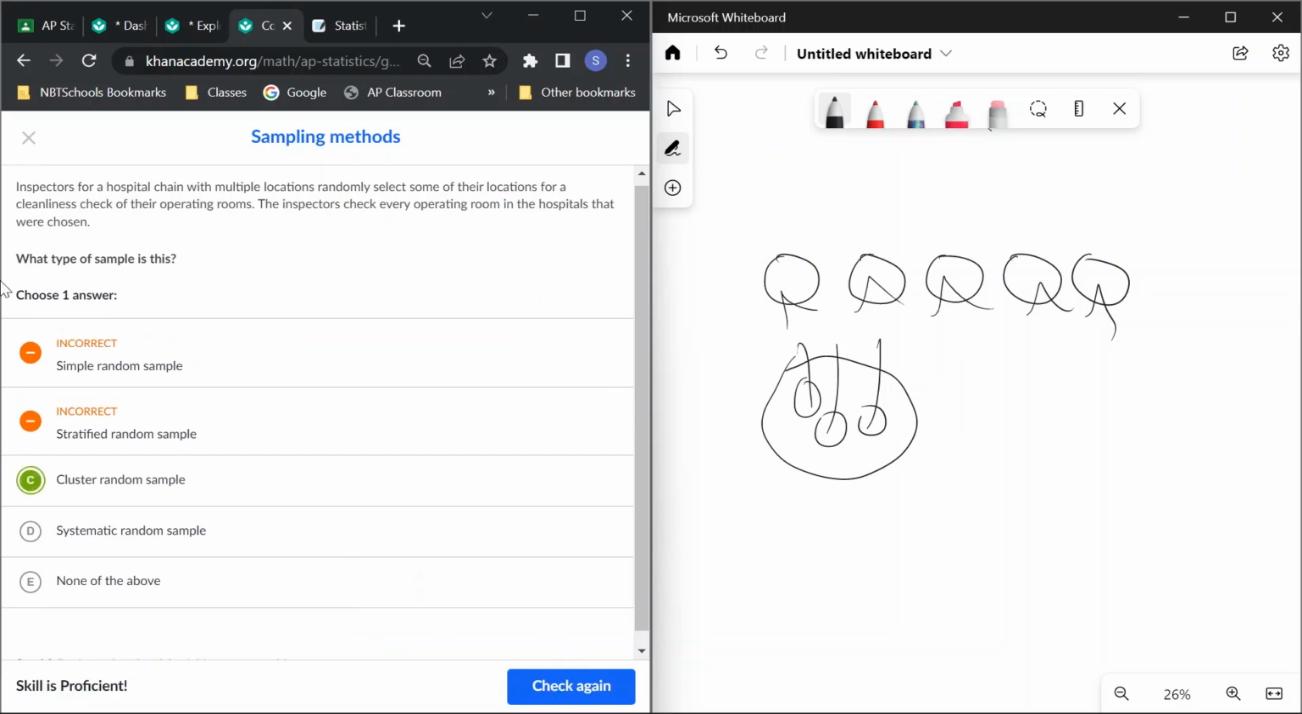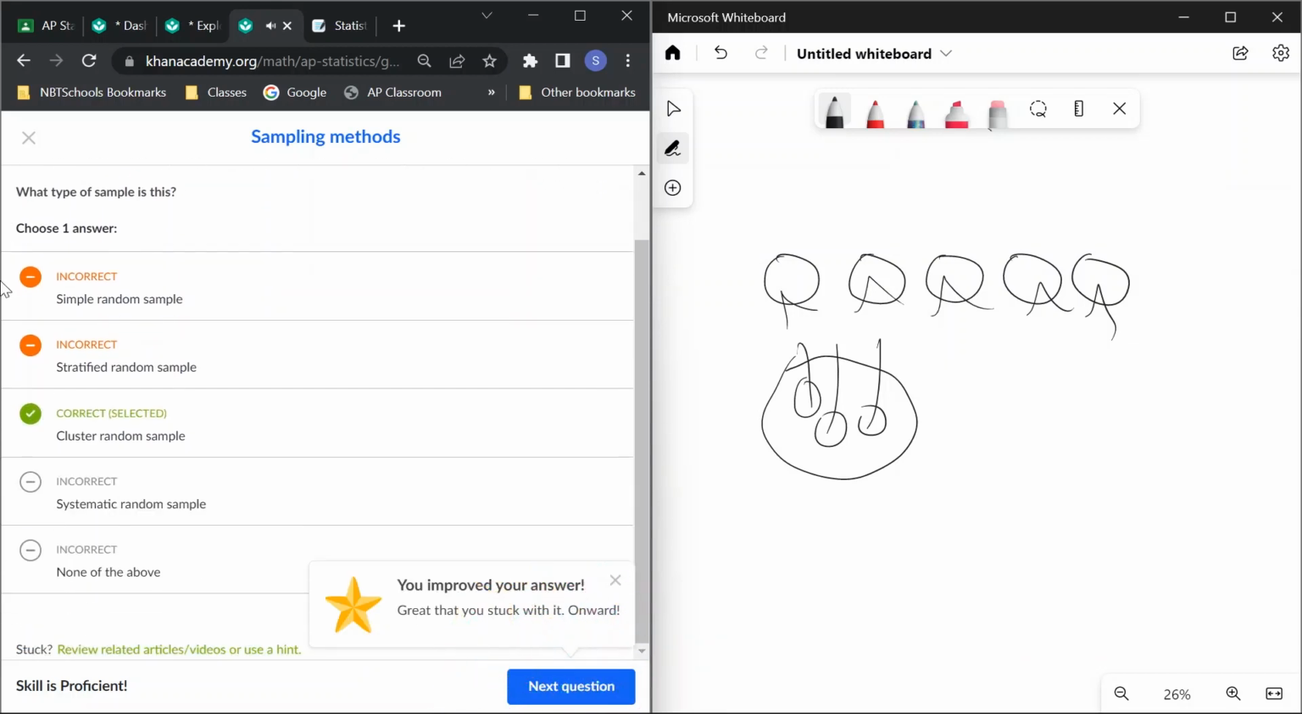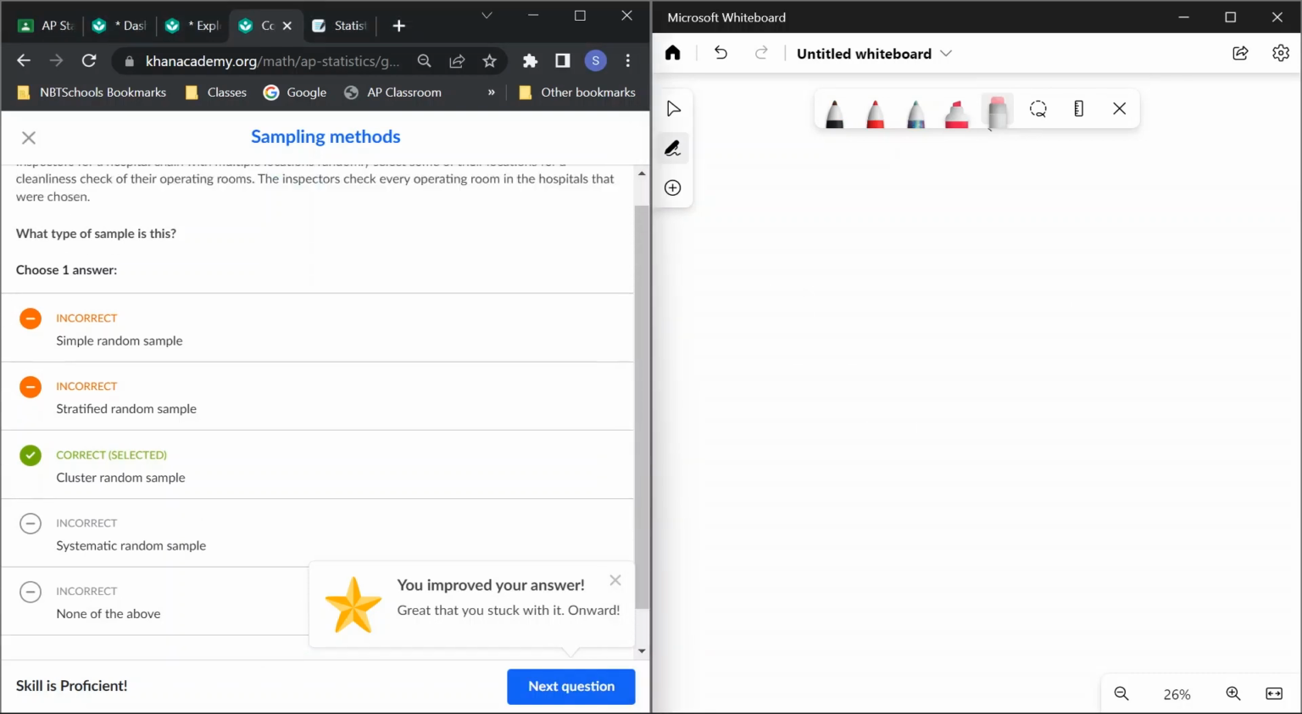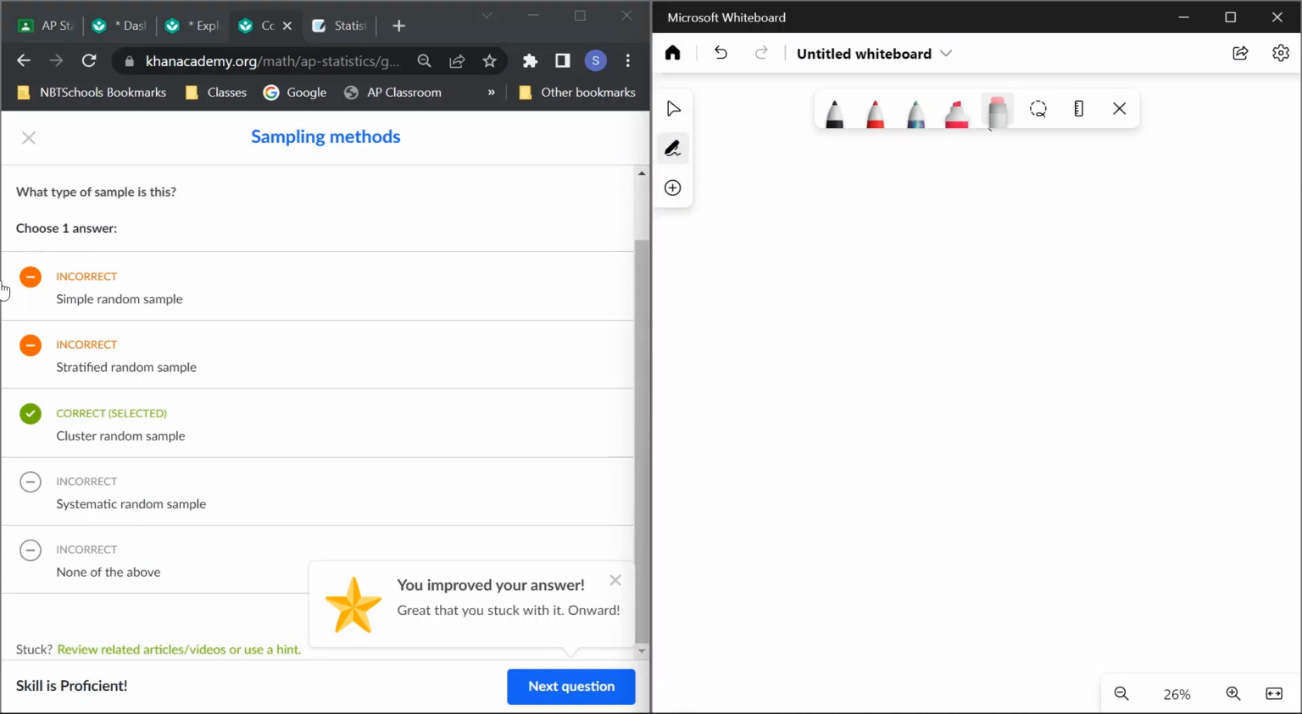Is it cluster? I thought cluster was only one. Okay, and they don't even provide you with an explanation. How am I supposed to know this? Okay, so cluster is selecting out of all.